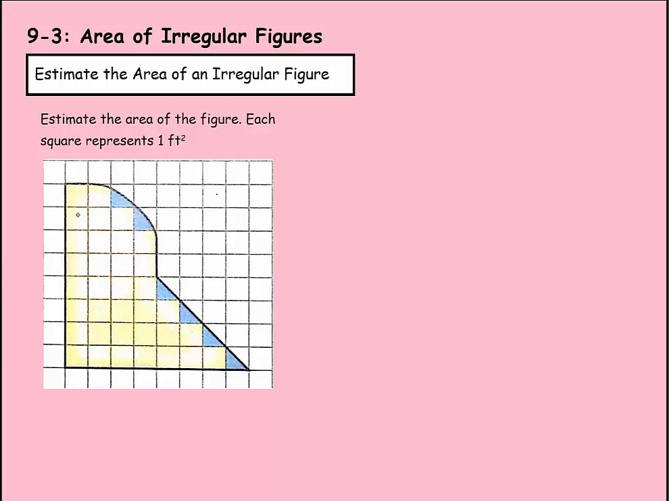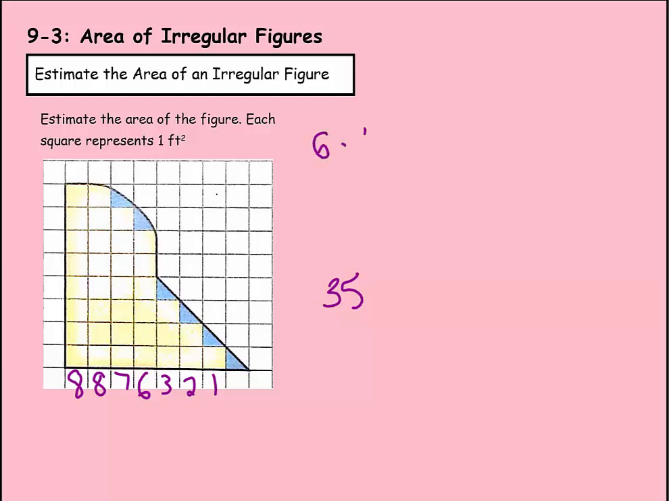So in this row, I have 8 whole squares. This row also has 8. Even though this one's not quite whole, I'm going to count it as a whole square. This one then has 7 whole squares. This has 6. This has 3, 2, and 1. So if we add all the whole squares together, that would be 16, 23, 29, 32, 34, 35. So 35 whole squares. Then we have 1, 2, 3, 4, 5, 6 half squares.